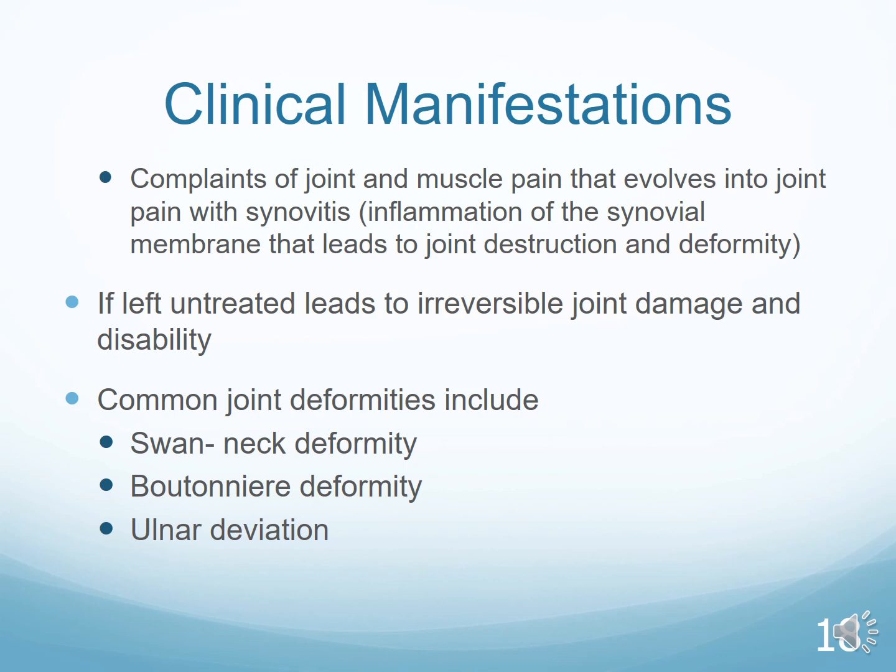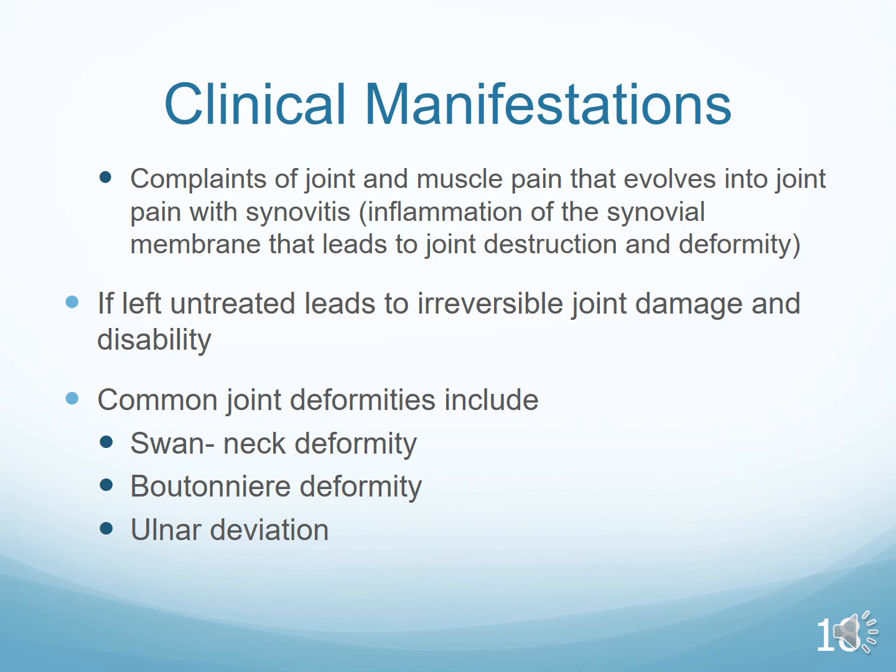So complaints of joint and muscle pain that evolves into joint pain with synovitis. And synovitis is inflammation of the synovial membrane that leads to the joint destruction and the deformity. So when that synovial membrane is worn away, and sometimes you may hear doctors say this when talking to a patient, it is bone on bone, the two bones in the knee perhaps are rubbing together. That means that there is no synovial membrane. There is no synovial fluid protecting those joints from rubbing together on each other.